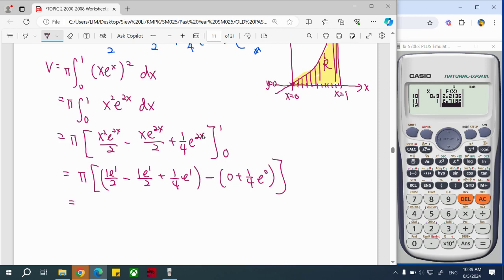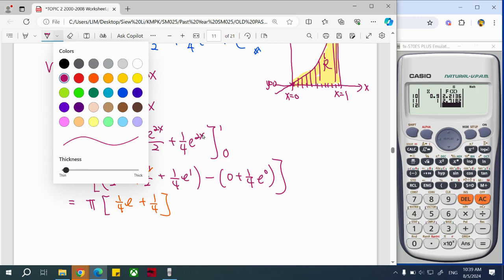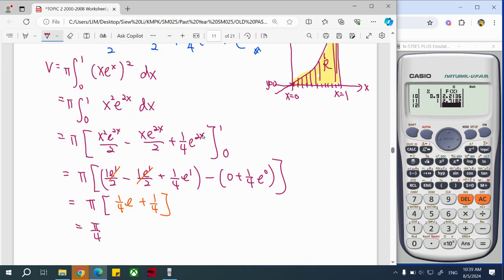Alright, so simplify this. What can we see here? 1e minus 1e, finished, right? So this is remaining 1 over 4e, and then plus 1 over 4. So if you want the pattern of the final answer, the 1 over 4 we factorize. So inside here just remaining, this one is 2 times 1. So e to the 2 plus 1.